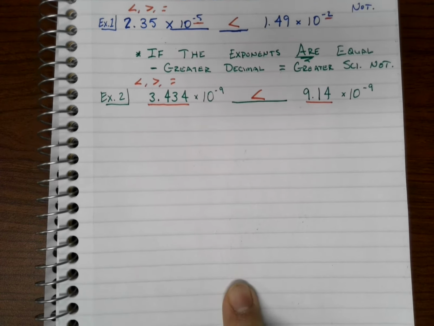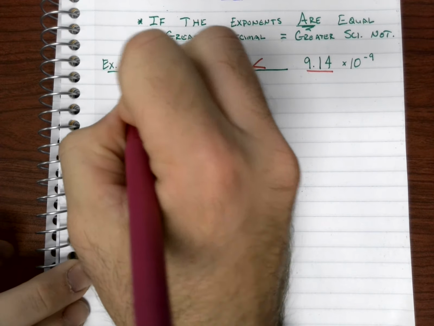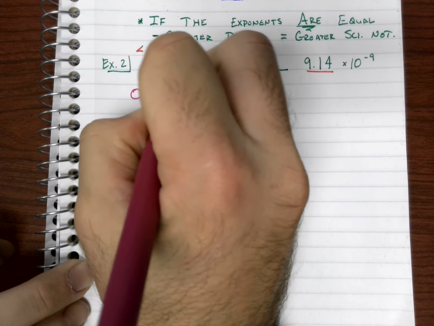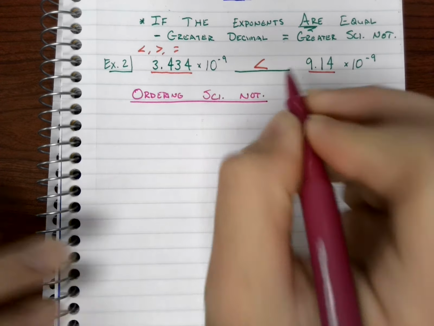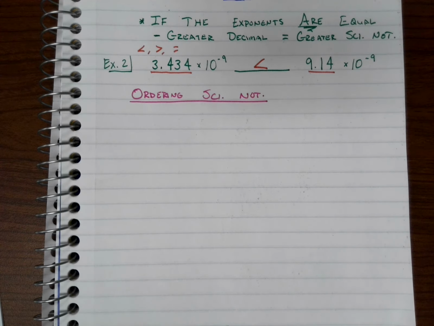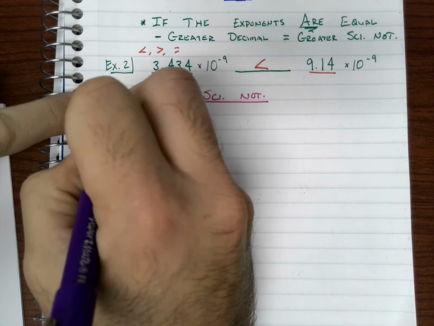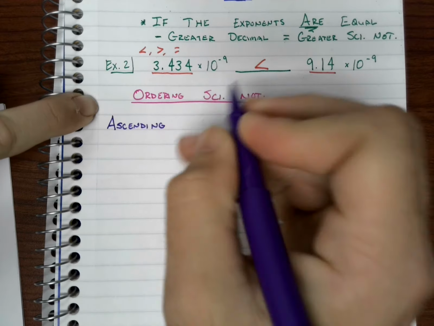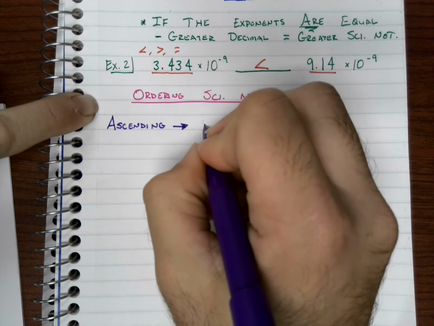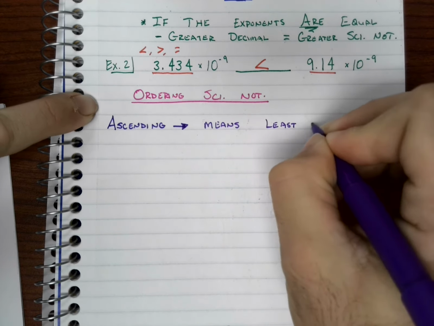Now let's get into ordering scientific notation. There are a couple of different words that we need to understand. What does the word ascending mean? The word ascending basically means least to greatest.